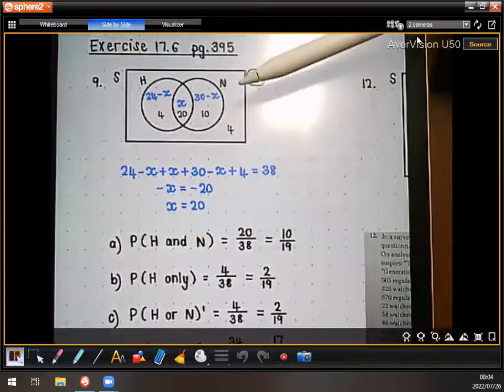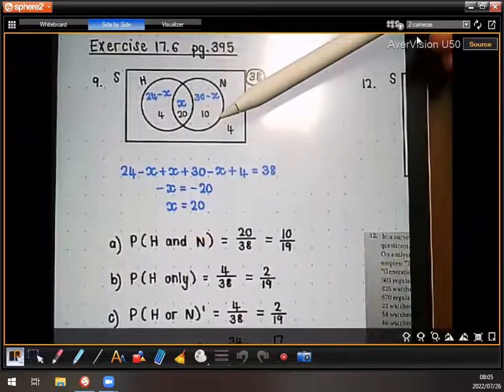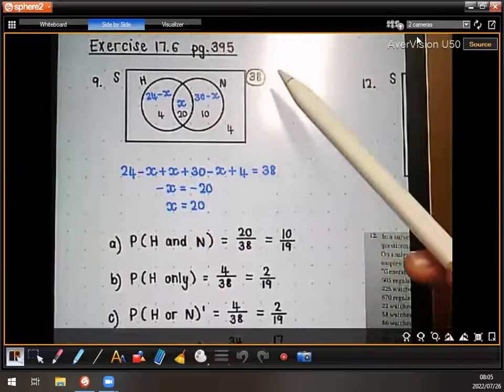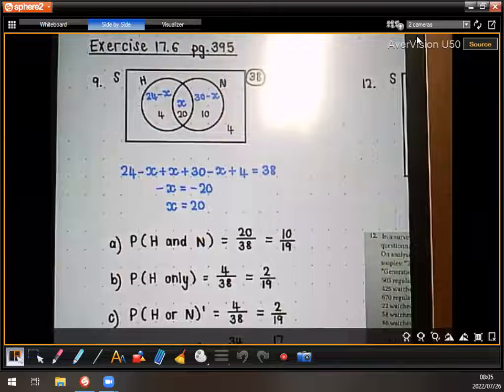Or, what if you exclude the 4? It would equal 34. Right, you can do that because if there are 4 girls on the outside of the circles, and 38 altogether, there should be 34 in the 2 circles. Okay, so you could do it like that as well. You could leave out the 4, but then your total on this side will just be 34.